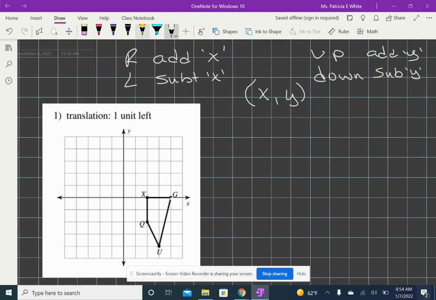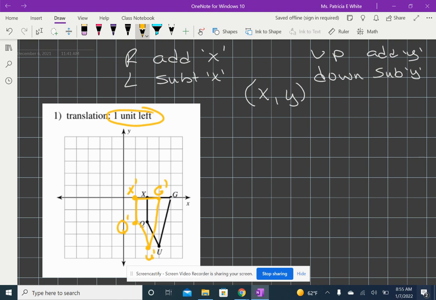So the only thing we need to do on this one is move it 1 unit to the left. So I'm going to take and move x 1 unit to the left. That's my x prime. Remember, this image here is my pre-image. What I'm going to draw is going to be my image. G prime, Q prime, and U prime. Be sure that you're labeling, and then you draw your new image, okay?